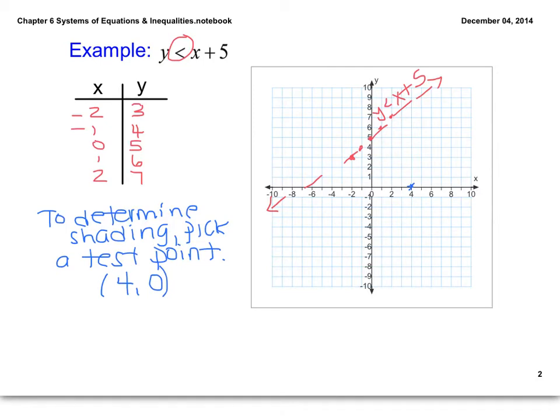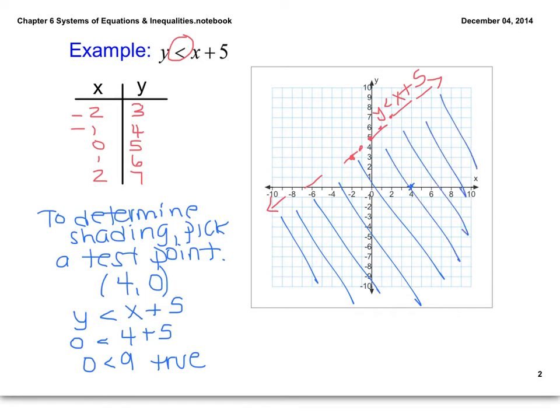What we're going to do is take the original inequality and plug in the corresponding values. So 0 is less than 4 plus 5. 0 is less than 9. Well, this is a true statement. So that means that we're going to shade on this side of the line.